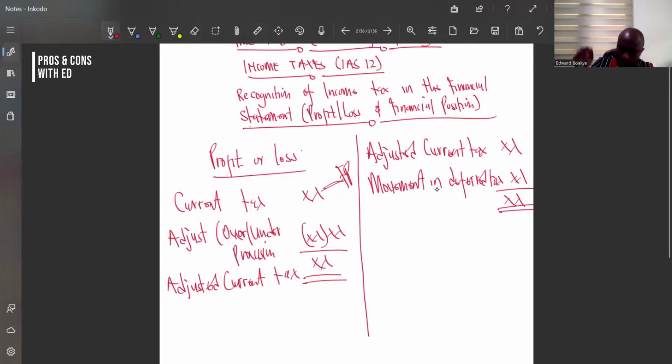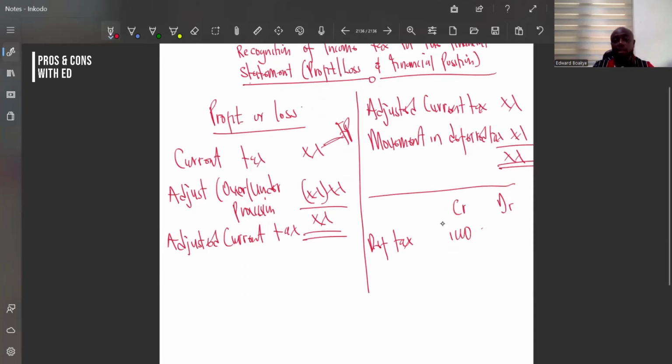So let's demonstrate. Let's say in my trial balance, I have the credits and then the debits. So I have a deferred tax of 1,000, and this is coming from last year. It's at the credit side. Once it's at the credit side, it simply tells you that it's a liability. Last year, we had a liability.